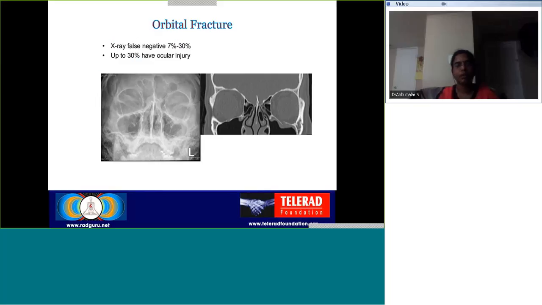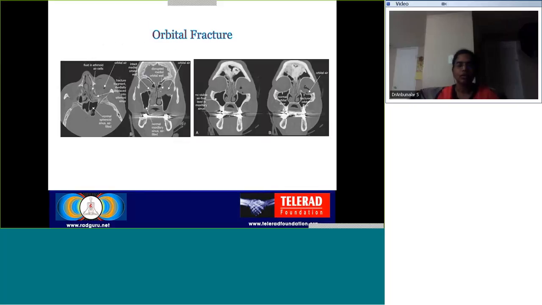Next, coming to the orbital fracture. In the orbital fracture, as I already mentioned, the X-rays give a false negative in one third of cases. So CT is better for the depiction of the fracture lines. In the orbital fractures, this is the case of the medial wall of the orbit, where the fracture fragment is seen protruding into the ethmoid air cells.